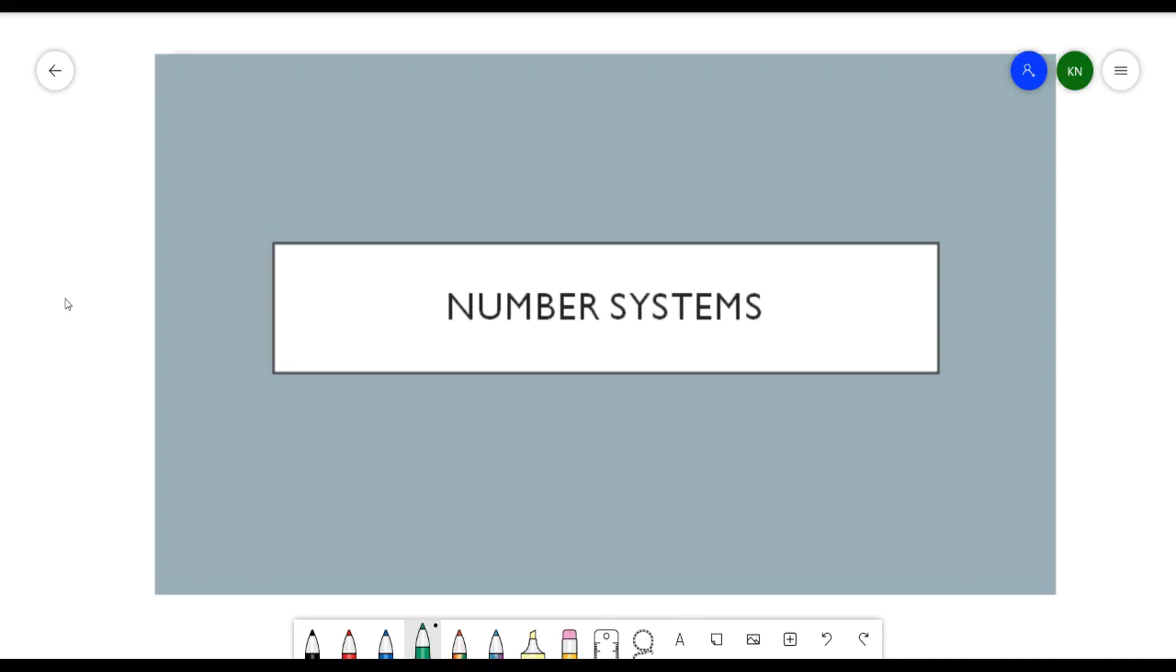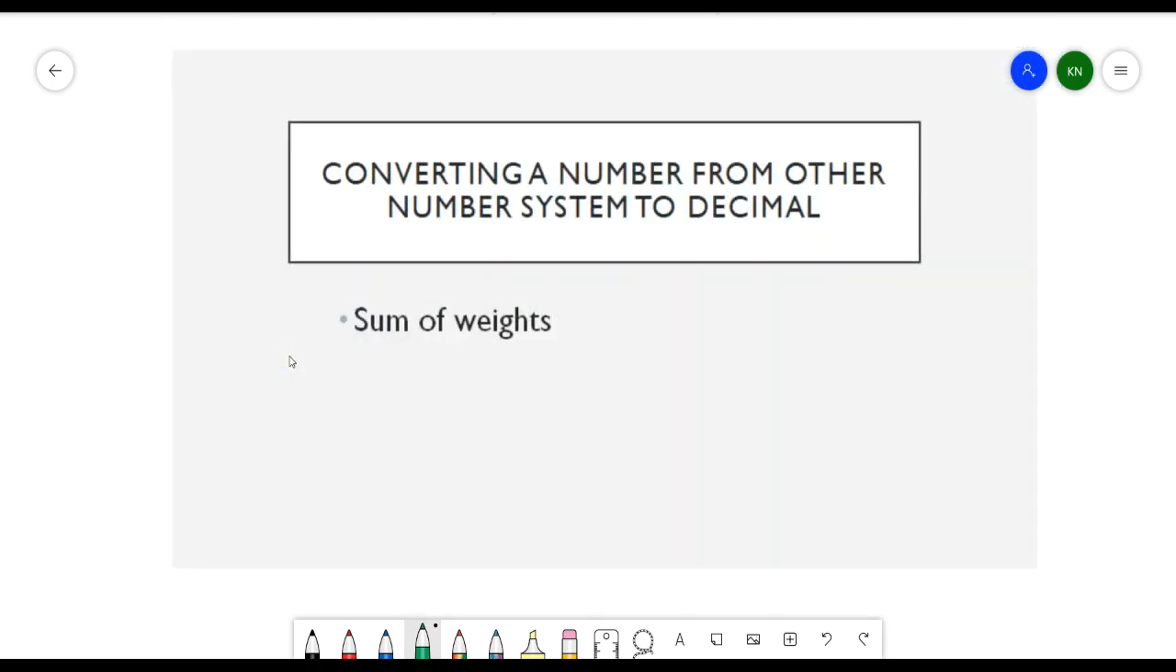Hello everyone, so in this video we will be discussing number systems. From our previous lesson we have discussed the different number systems that we have: binary, octal, decimal, and hexadecimal. For now, we will be discussing how to convert another number system to decimal. In the previous lesson we discussed how to convert decimal to other number systems. Now, we will be discussing how to convert other number systems to decimal.